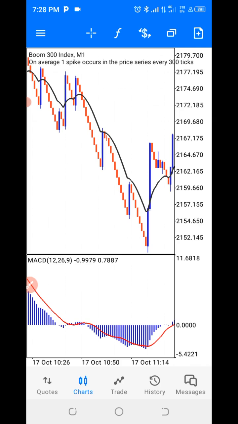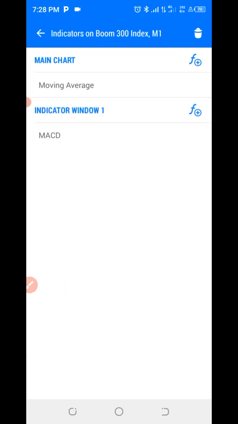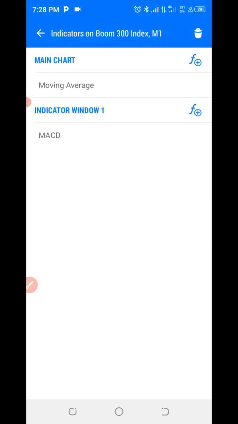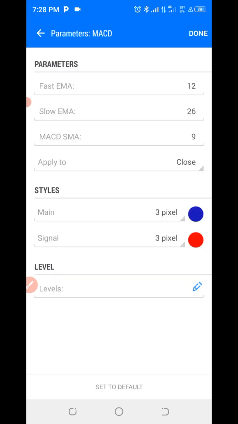So let me share the settings with you. For the moving average now, just click on this F here. The period is 13, shift is 0, method is exponential, apply to close. The style is 4 pixels; you can use any style of your choice. Once you are done, you click on done, right? And then for the MACD now, we have the fast EMA to be 12, the slow EMA to be 26, and MACD SMA to be 9, sorry.